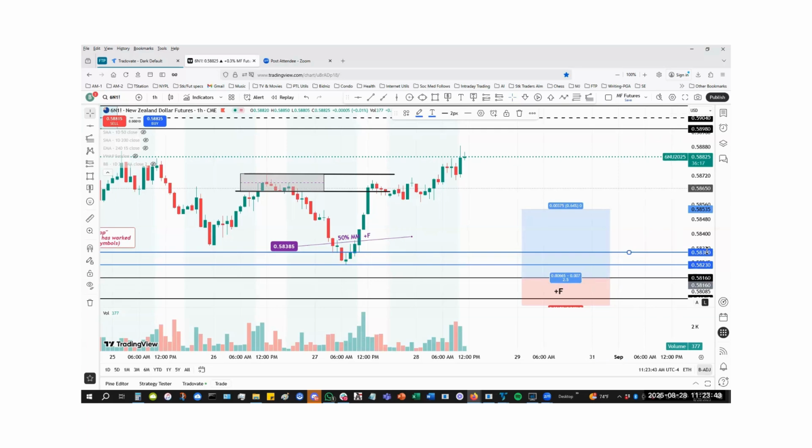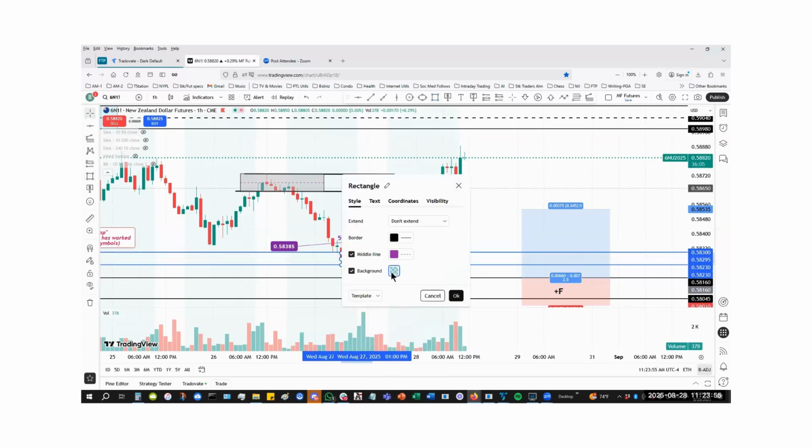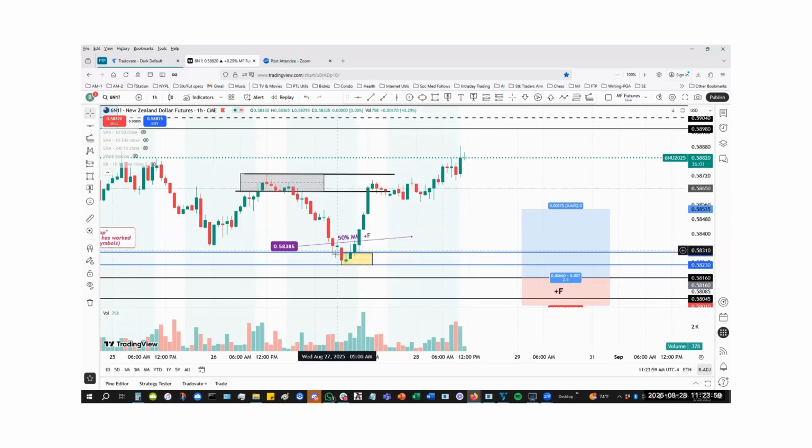0.30. So that's 7 ticks, okay? And then if we give it a couple of ticks extra to breathe, that's what our level was going to look like here. I'm just changing the color on that. Okay, so there's our level with that drop base rally.